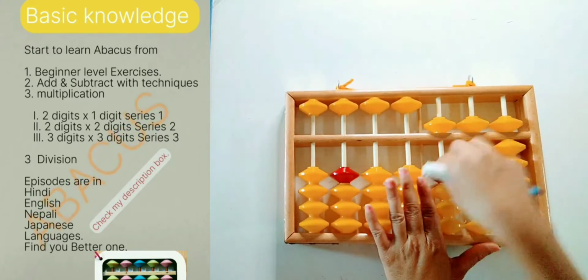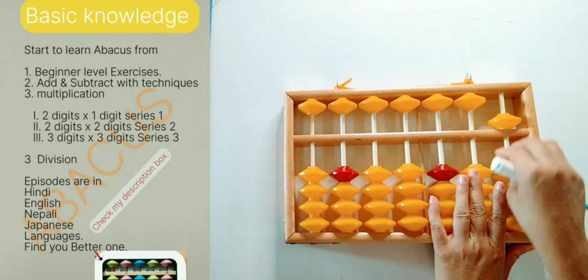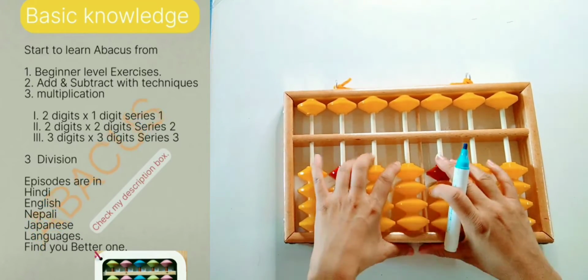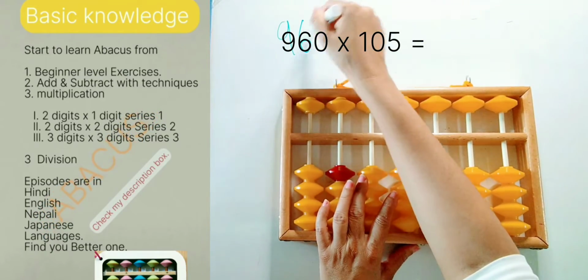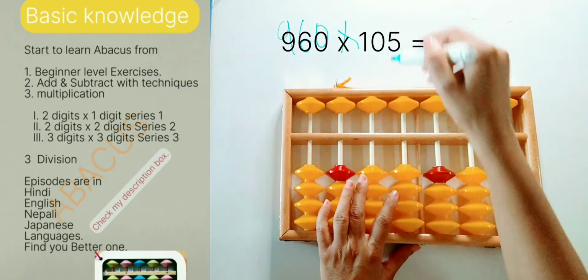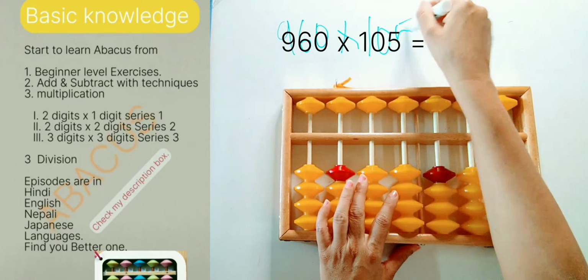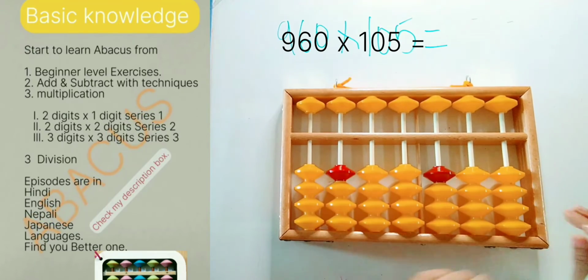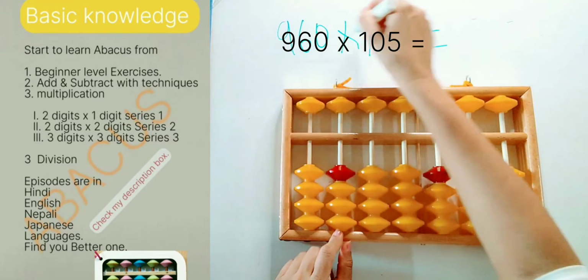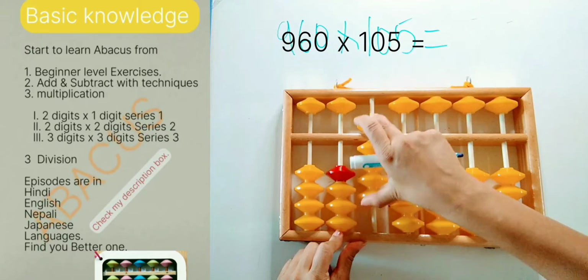One more last question, and I'm going to give you some exercises, homework for you. So today's last question is 960 multiplied by 105. Okay, so we are going to deal with 0 here. 6 digits starting from this dot. 9 times 1 is 09.